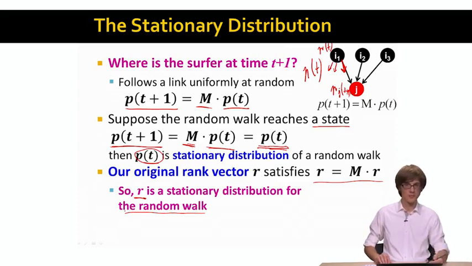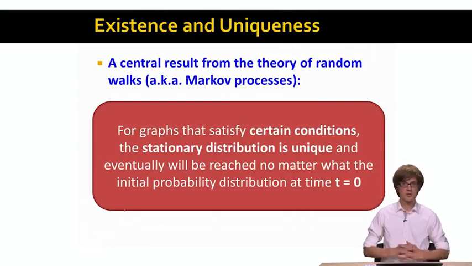Another important consequence of this random walk interpretation is that there is a rich literature on random walks. Random walks are called Markov processes, or first order Markov processes, because they have very little history. And the central result from the Markov process or random walk literature is that under certain conditions on the matrix M, this stationary distribution is unique, and it will eventually be reached no matter what the initial probability distribution at time t equals 0 is.